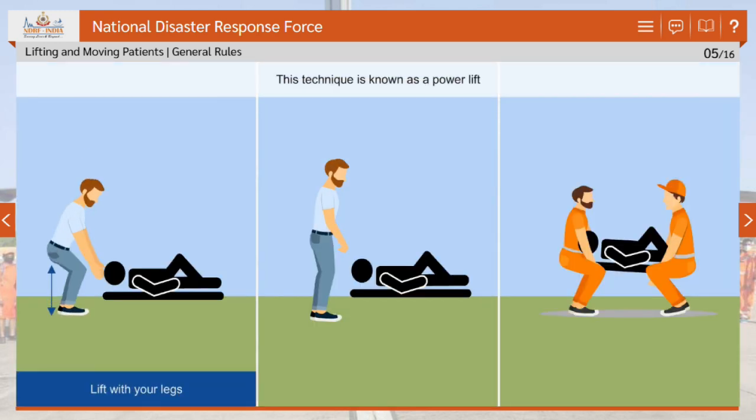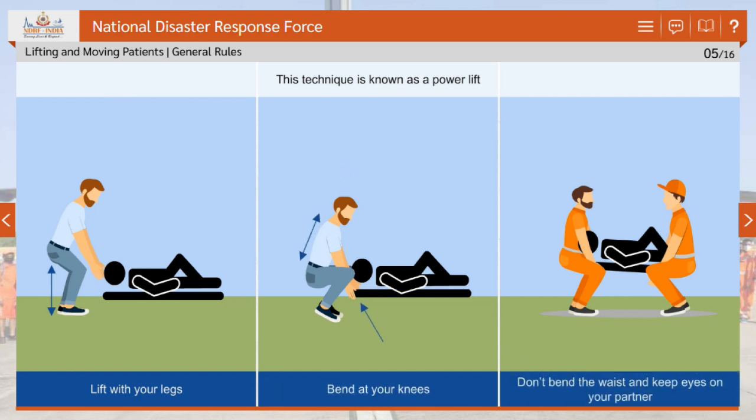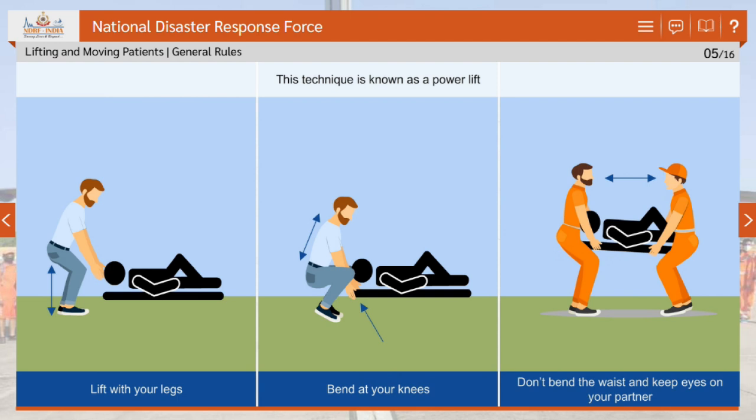Lift with your legs. Keep your back as straight as possible and bend at your knees. Don't try to bend at the waist, and keep your eyes on your partner. This technique is known as a power lift.